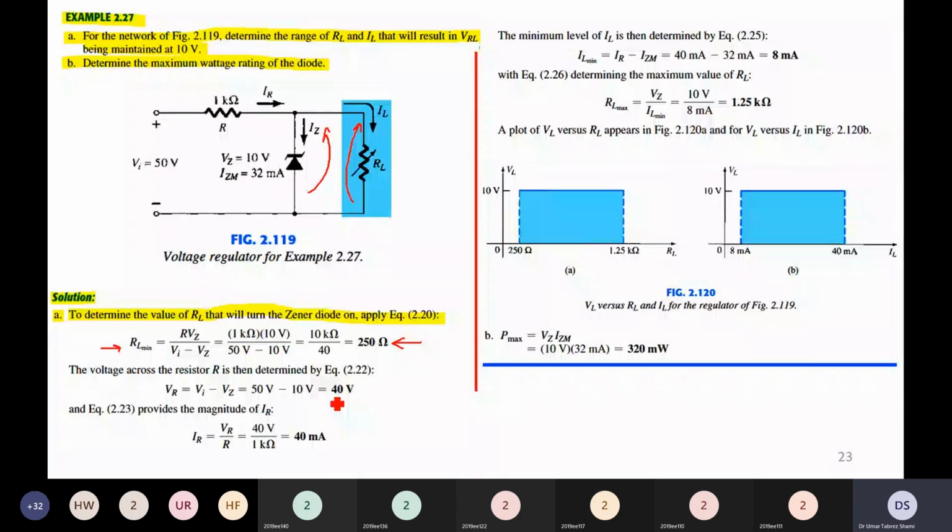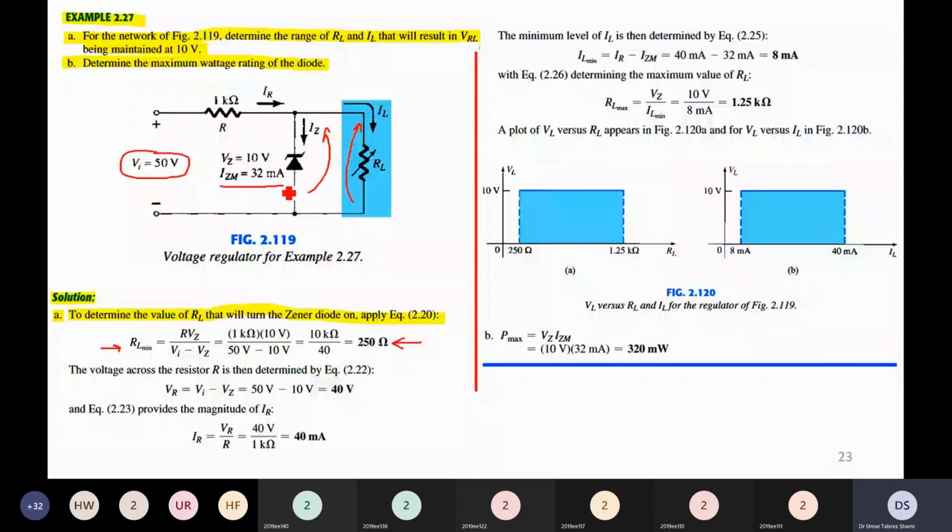So in this example, let us look at the circuit diagram. We have an input voltage of 50 volts. Then we have a series resistance R of 1 kilo ohm. And then we have a Zener diode of 10 volts. And the maximum current that this Zener diode can handle, or the maximum current that can pass through the Zener diode, is 32 milliamperes. And we have to find the range of RL. We have to find the maximum and minimum range of RL.